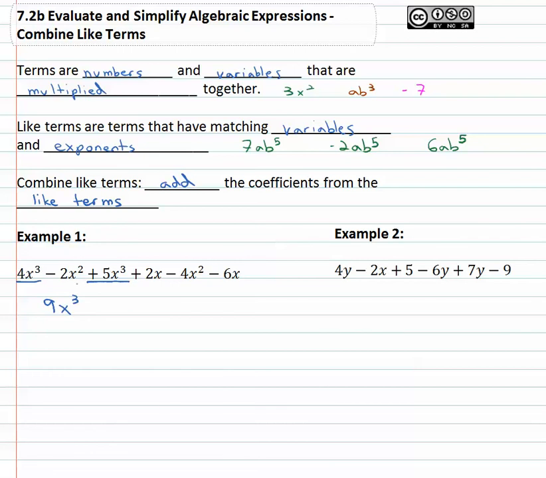Let's see if there's more like terms. Here I see a negative 2x squared. The like term is the one with x squared also, the negative 4x squared, giving us a total of negative 6 of these x squareds. One more set of like terms, we've got 2x is like the negative 6x. 2x minus 6x is negative 4x, and we have combined the like terms to 9x cubed minus 6x squared plus 4x.